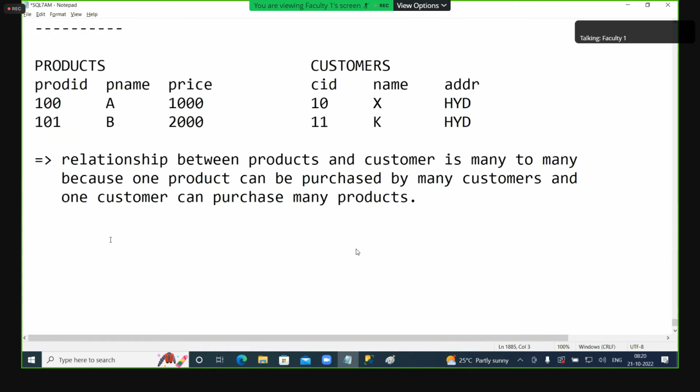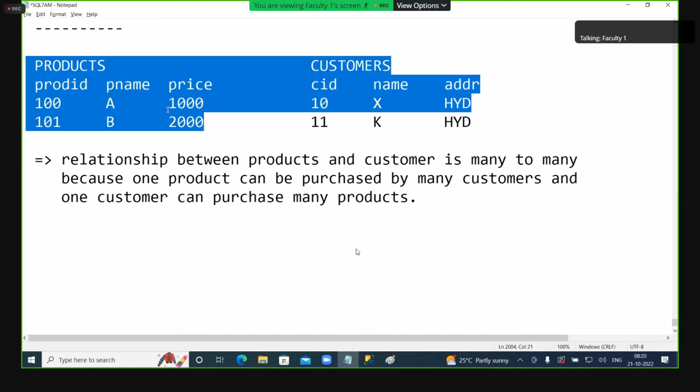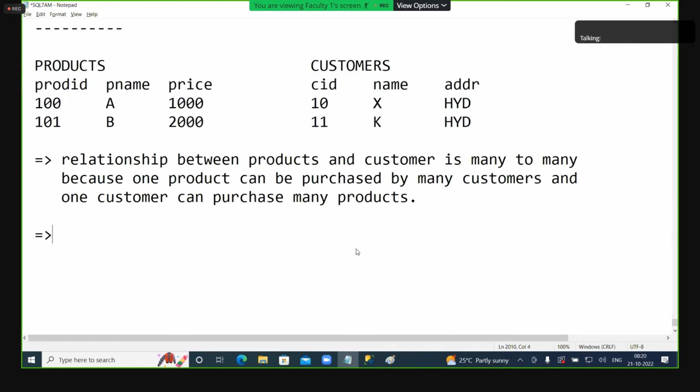Then what we do? Here one is the product table. Another one is the customer table. So to establish many to many, create one more table, to establish the many to many relationship between them. Just listen first. To establish many to many, create what?